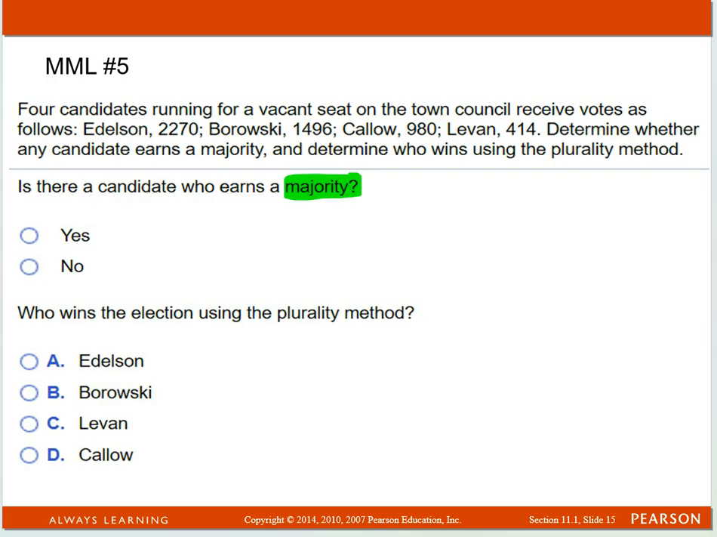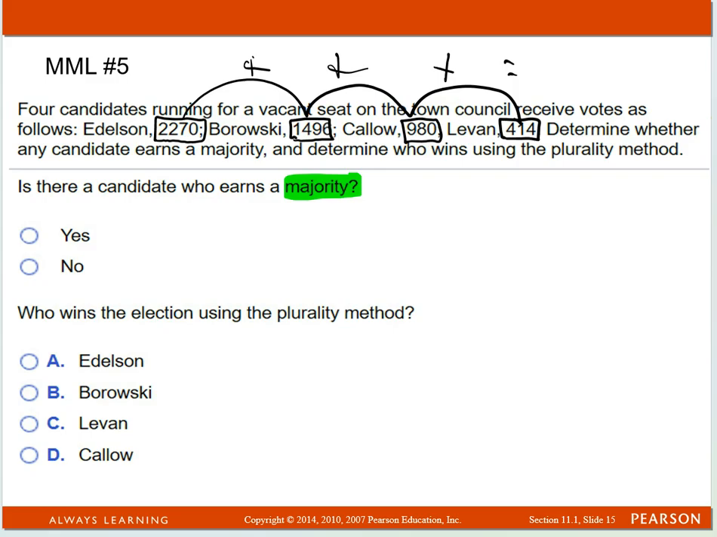So what I'm going to do is take the 2,270 votes that Edelson got, the 1,496 votes that Borowski got, the 980 that Callow got, and the 414 that Levan got, and I'm going to add them all together. And when I add them up, I get 5,160, and I'm going to divide that in half, and half of that is 2,580. Now that's exactly half.